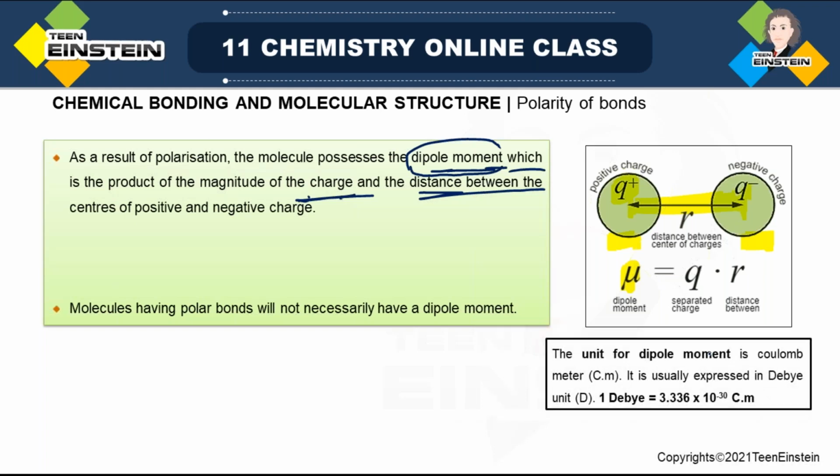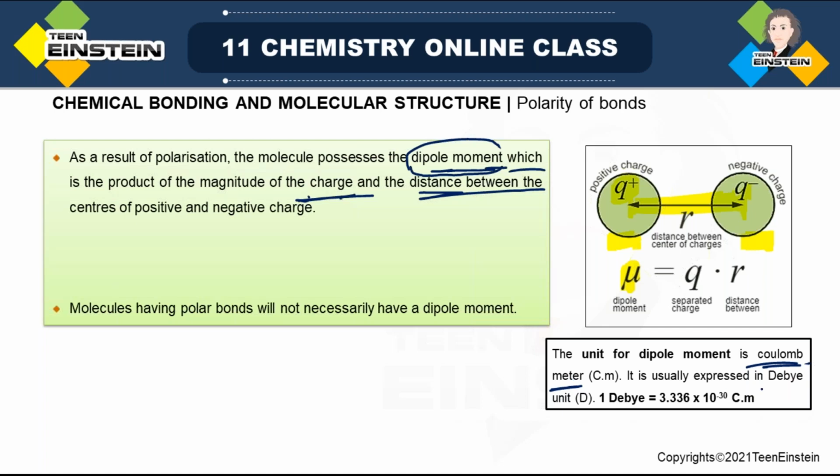Now, what about the unit? How to understand what will be the unit for this dipole moment? As it is a multiplication of Q and R, where R is distance, that is fine. But the other value, charge, will be in coulomb. So it is coulomb for the charge and meter for the distance. So, C into M, where capital C is coulomb and small m is meter.